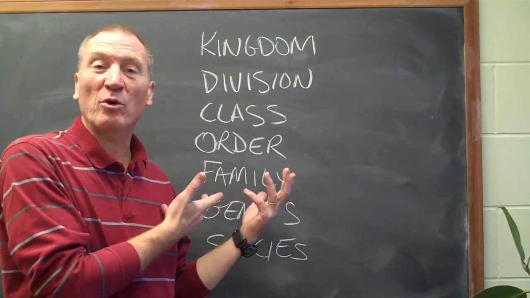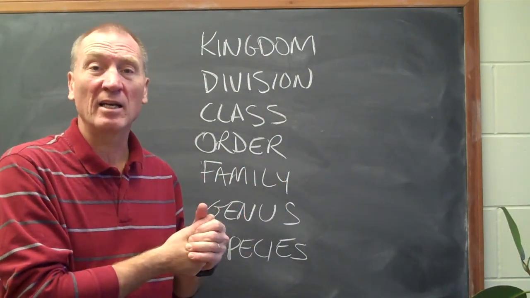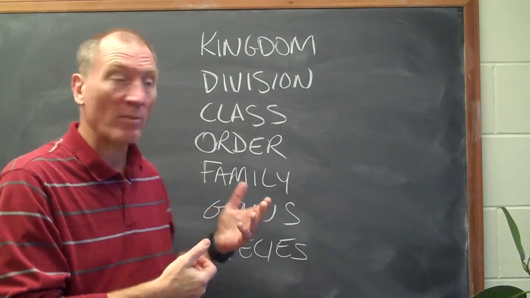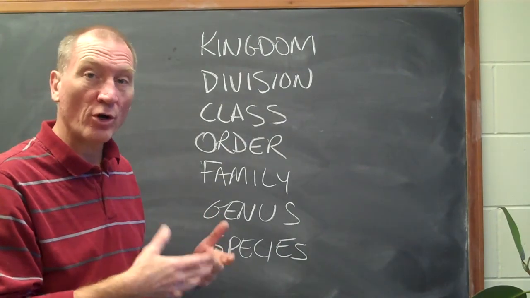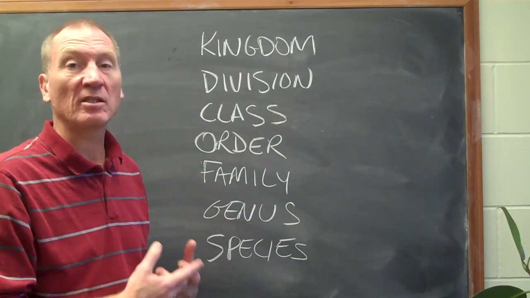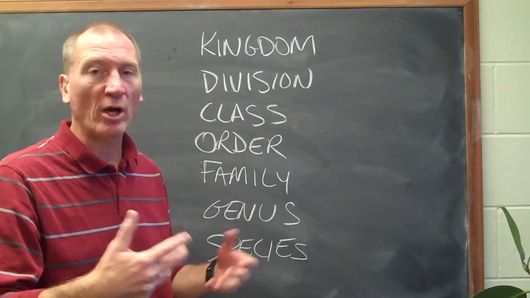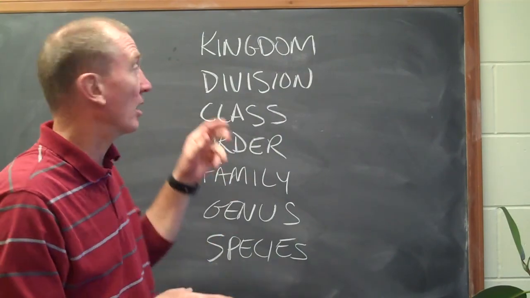So here are the categories of the plant taxonomy hierarchy that I want you to memorize. Kingdom, division, class, order, family, genus, and species. Just work on it a while and it will roll off your tongue.